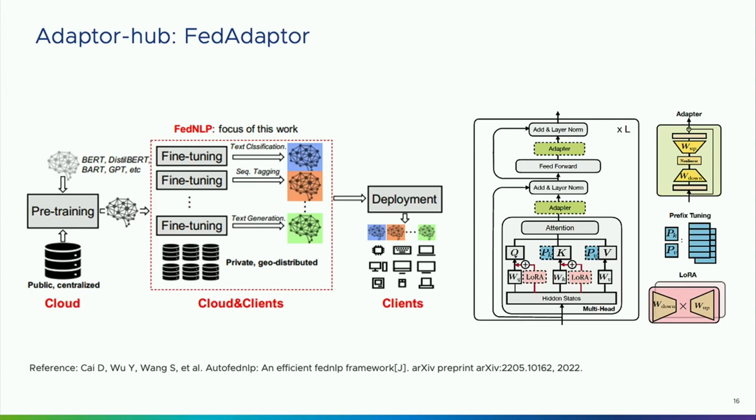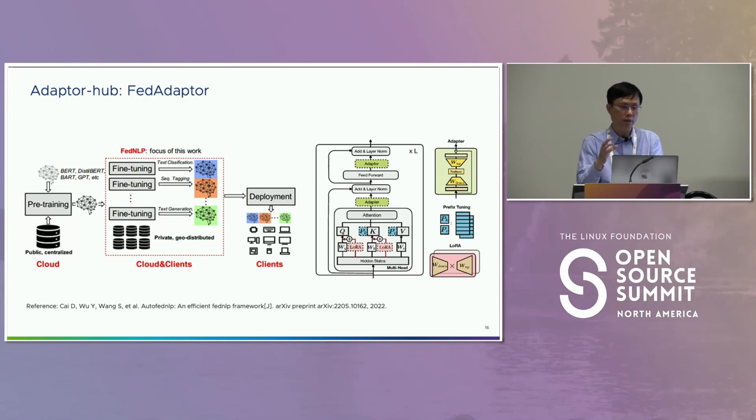According to the data from our FATE community, the parameters have been reduced to roughly 1 to 10%, and the time for the training actually reduced to about 20% for the fine-tuning. So you can see there's a lot of saving in the training of the federated learning by using the adapter.